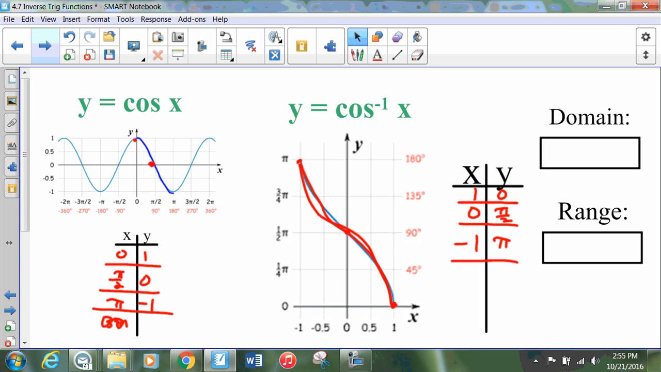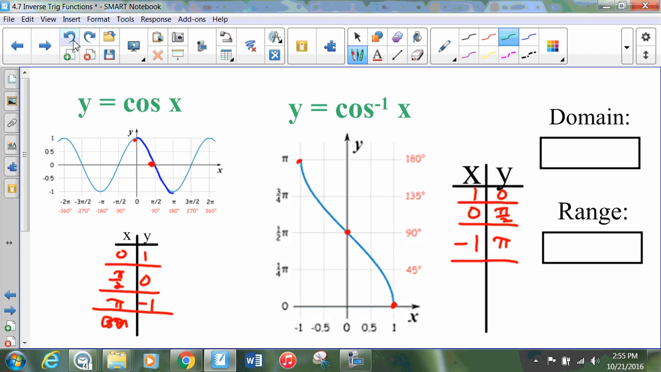Let's get rid of the red. It's really just what's on there for the blue. And what's important when we look at inverse cosine is looking at the domain. We go from -1 to 1, and we're including both -1 and 1. And with our range, we can see that our highest we can go is pi and our lowest is 0, and we're including both of those.